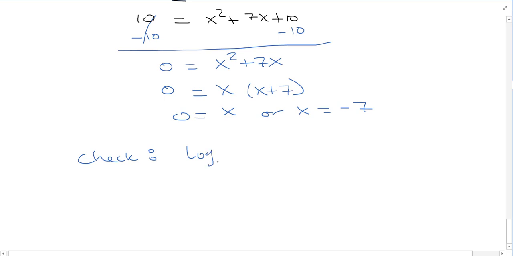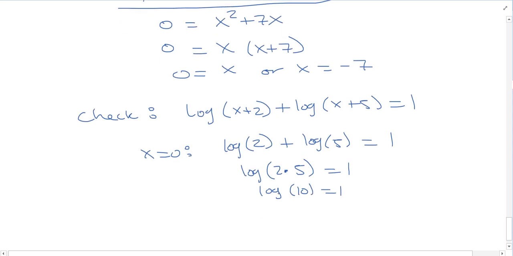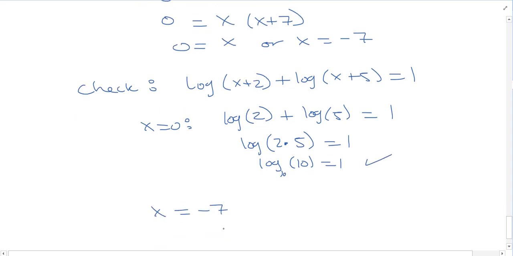So our expression was log of x plus 2 plus log of x plus 5 equals 1. So when x is 0, let's see, log of 0 plus 2, that's 2, plus log of 5 equals 1. So these seem to be okay, right? We can do the property now. We have two logs, you can multiply them on the inside of a single logarithm, and I have log of 10 equals 1. And that's true, right? Because this is a log base 10. And so that checks.